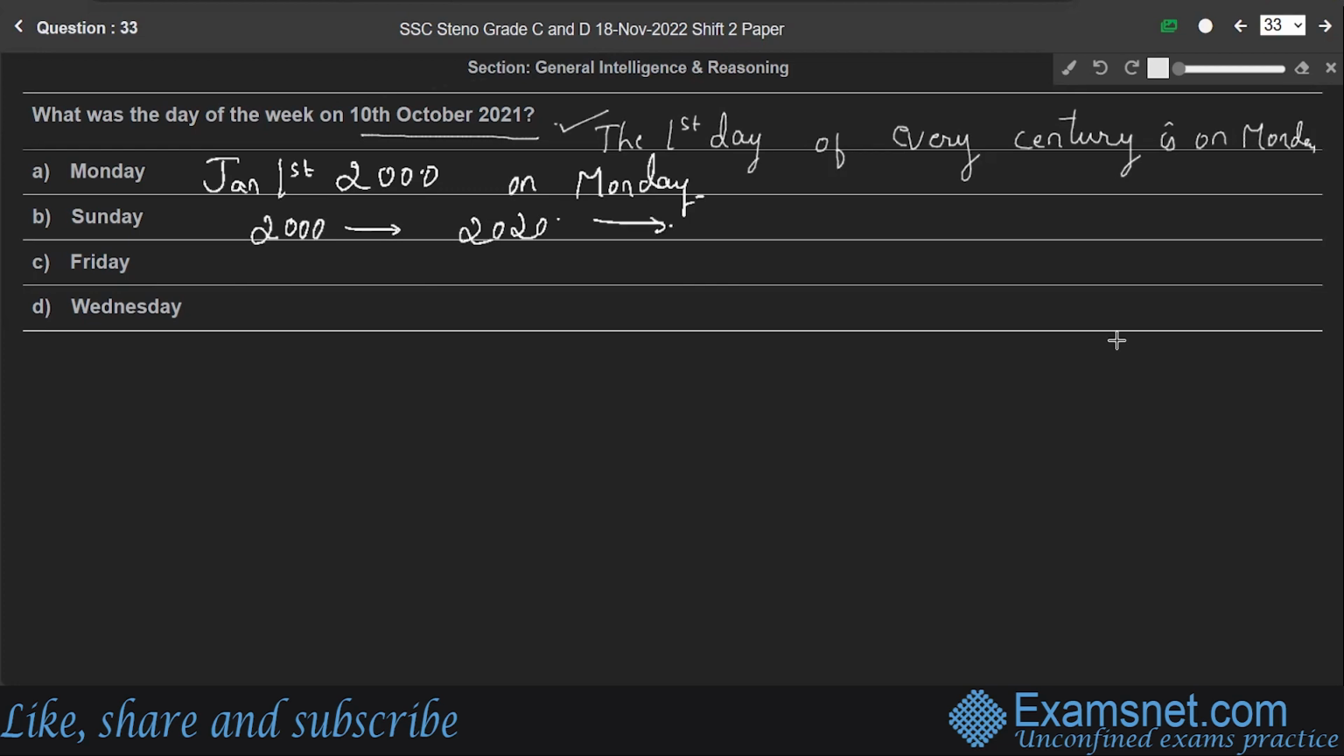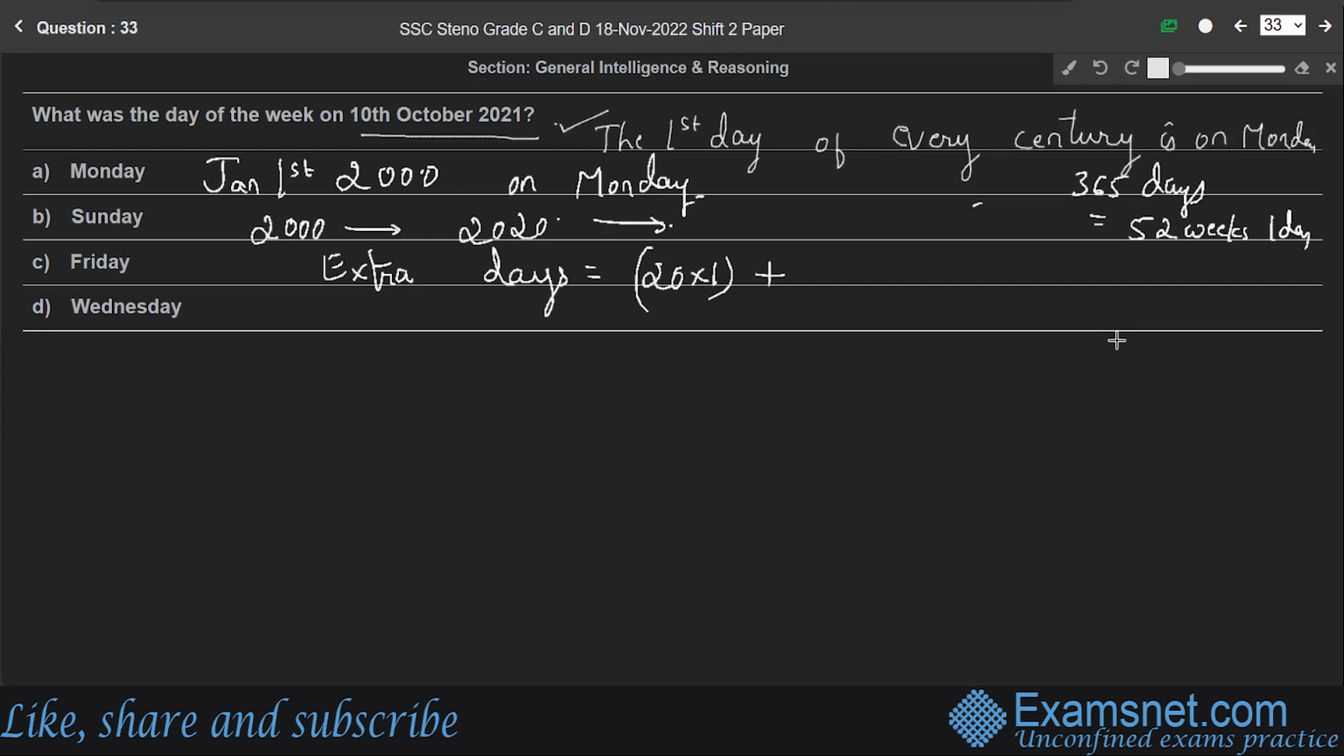Extra days means, apart from the number of weeks, how many extra days we have in every year. In every year we have 365 days, which make 52 weeks and 1 day. So we have one extra day in each year. In 20 years, we have 20 into 1, 20 extra days.